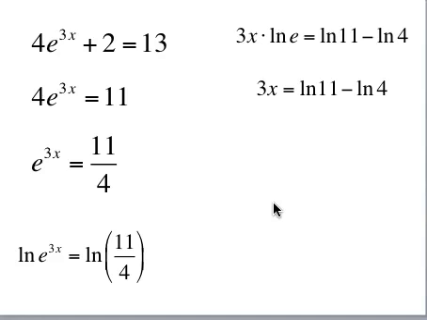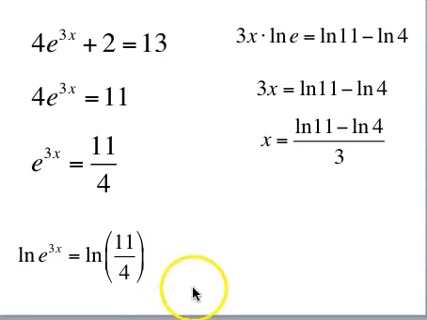To solve this, we will divide both sides by 3. What will that look like? x is natural log 11 minus natural log 4 all over 3. And that will conclude this lesson.